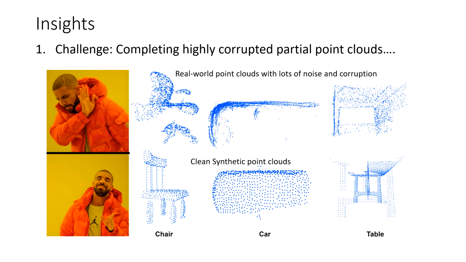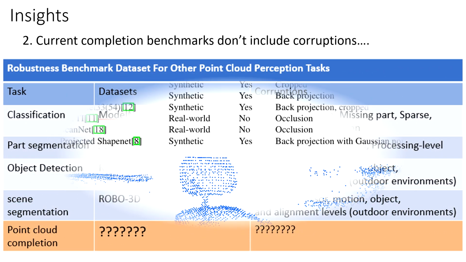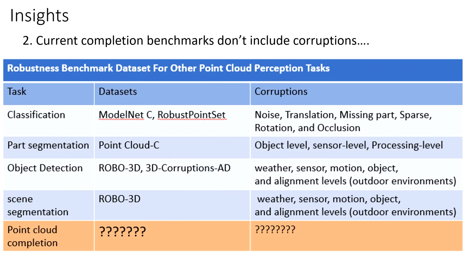This leads us to our second insight. Almost all of the current completion benchmark datasets contain little to no noise or corruption. Even the real-world datasets, KITTI and ScanNet, are pre-processed and clean before completion algorithms are tested on them. However, there's been development in improving the robustness of other point cloud processing tasks, and we have robustness benchmarks for tasks such as point cloud classification and segmentation, but not completion.